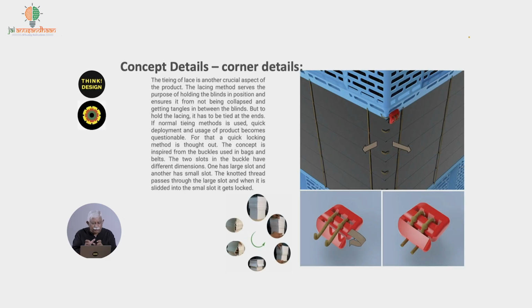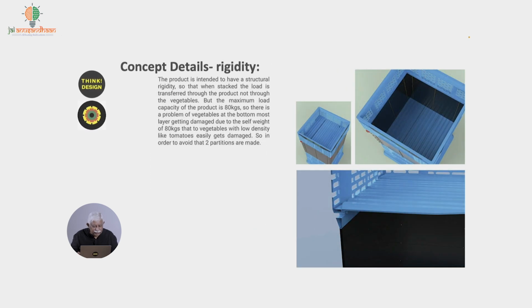Okay. And how do you clip the 2 sides together? What kind of clipping do you need to do there? Okay. So, these are the corner details. How do you make it rigid? Because the load from the top should not transfer to the bottom, right.